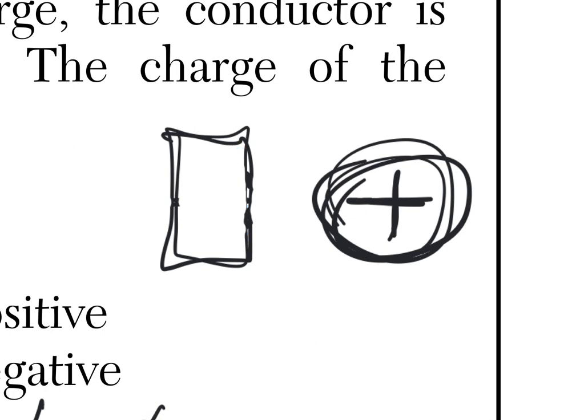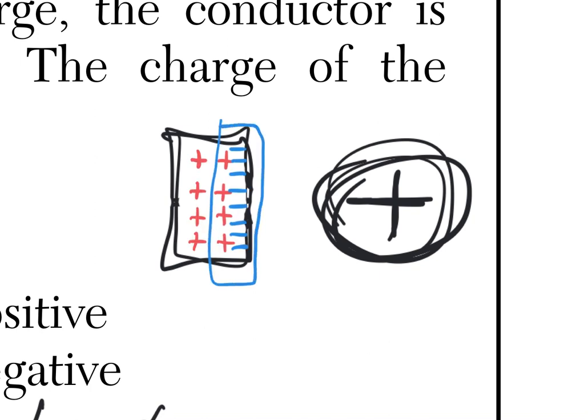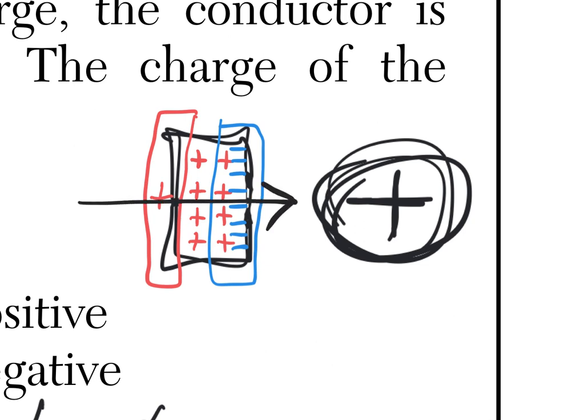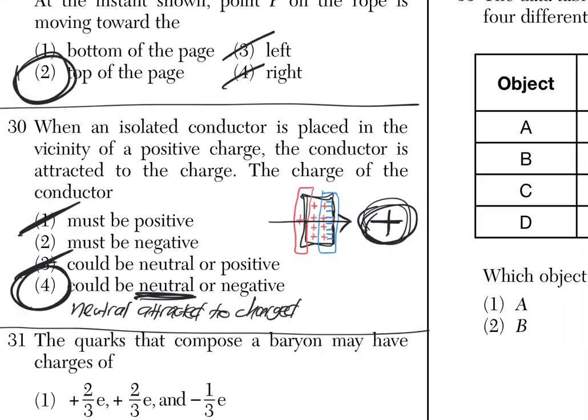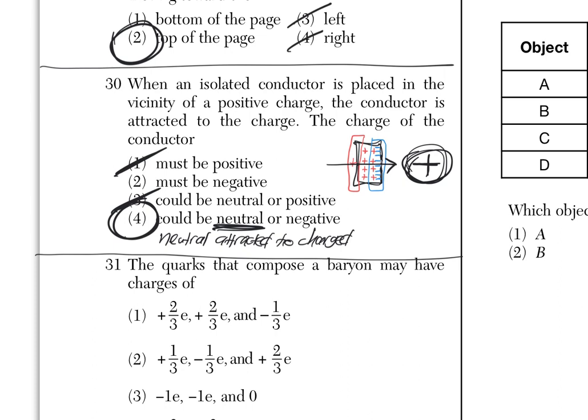But those electrons are going to be attracted to the positive on the right, leaving the near side locally negative, and polarizing the far side to be locally positive. But distance matters, and so there's a net attractive force towards the positive object. The net takeaway is that neutral objects can be attracted to charged objects. So it can be neutral or negative, choice 4.